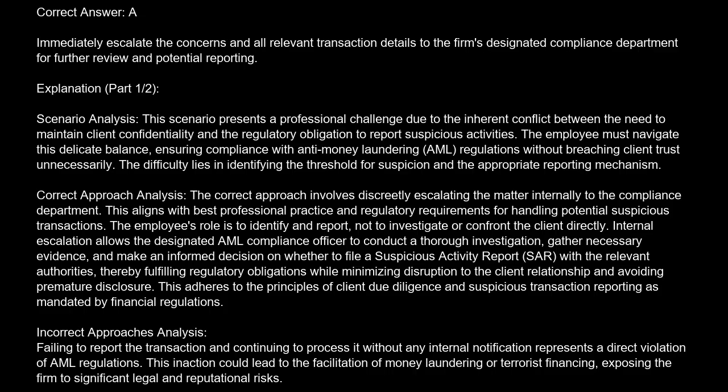The employee's role is to identify and report, not to investigate or confront the client directly. Internal escalation allows the designated AML compliance officer to conduct a thorough investigation, gather necessary evidence, and make an informed decision on whether to file a suspicious activity report (SAR) with the relevant authorities, thereby fulfilling regulatory obligations while minimizing disruption to the client relationship and avoiding premature disclosure.